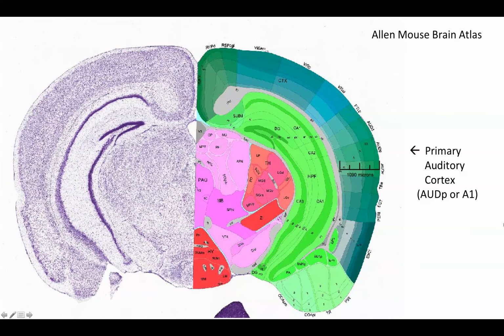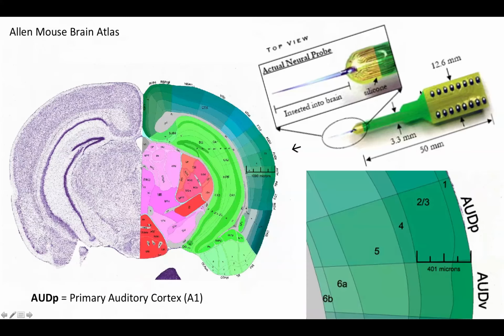Now here is a coronal slice showing auditory cortex over here, where it says AUD-P, that's primary auditory cortex. And you can see here with the scale bar from the Allen Mouse Brain Atlas that primary auditory cortex is a little over a millimeter in depth. This is 1100 microns right here. Now here's the multiprobe that we insert into primary auditory cortex. And here's a little inset showing you the 6 layers of auditory cortex, and that layer 4 starts at a depth of 400 microns.